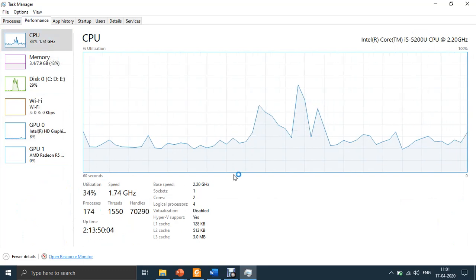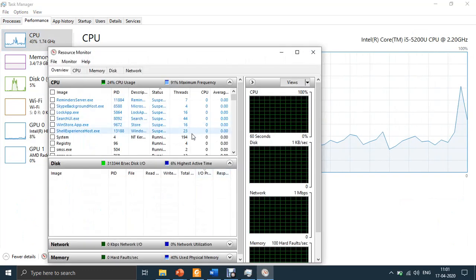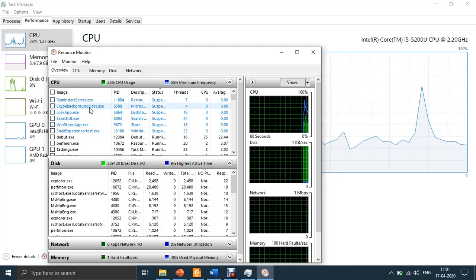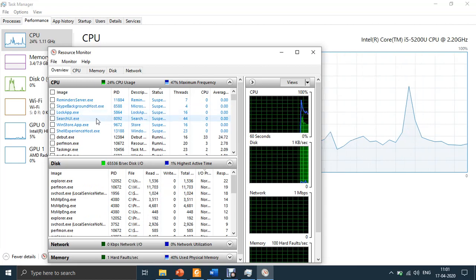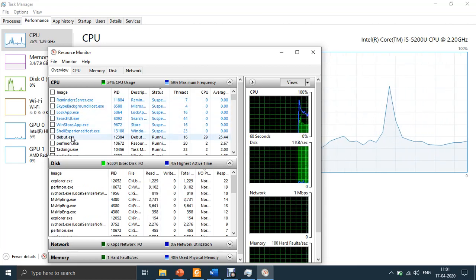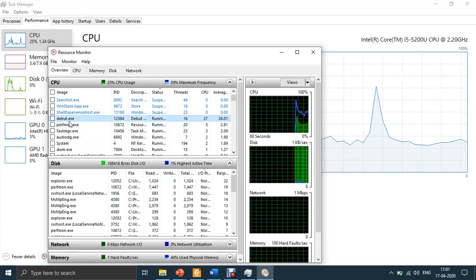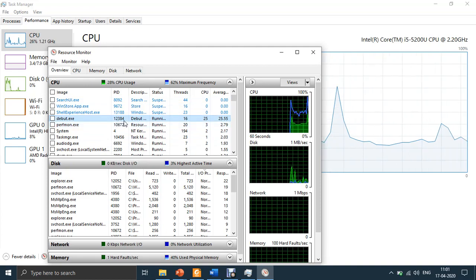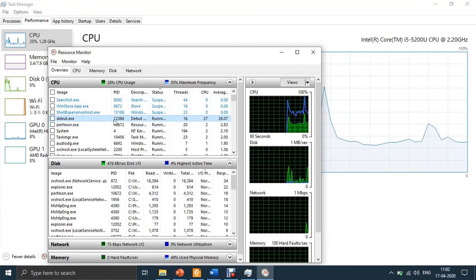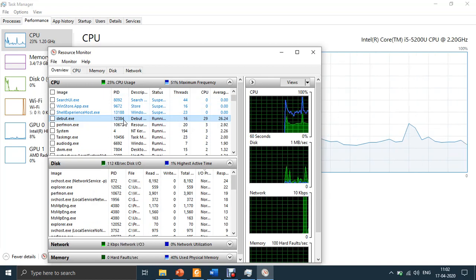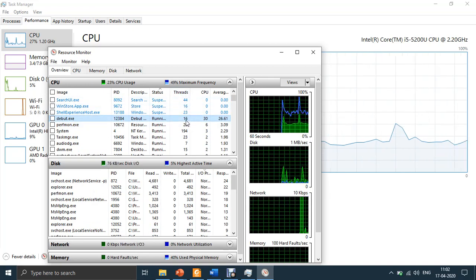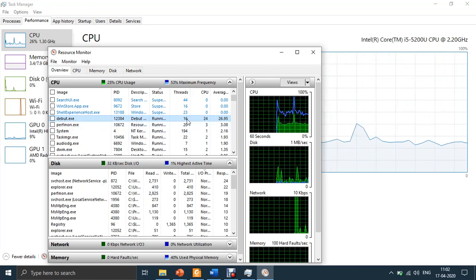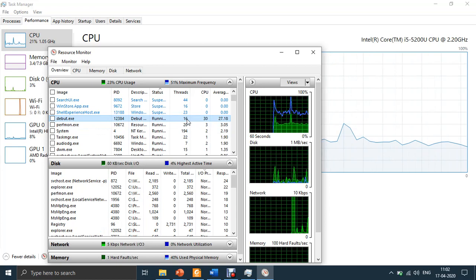So you can also open resource monitor. Now in resource monitor you can clearly see how many threads are there for each process. See here, the process is debut.exe, the recording software I'm using. The process ID for this is 12,384. Each process will get its unique ID, just like a name, as I told. Here how many threads are there? 16. So in this process there are 16 threads. As I told, each process can have multiple threads.